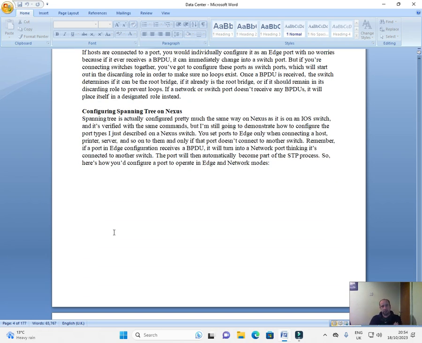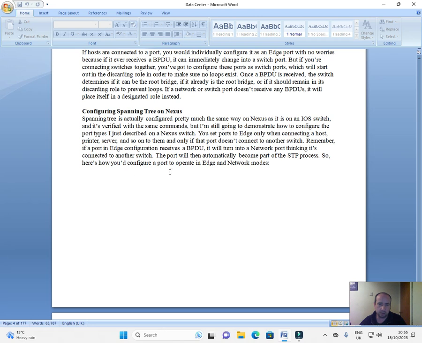Configuring spanning tree on Nexus. Spanning tree is actually configured pretty much the same way on Nexus as it is on an IOS switch, and it's verified with the same commands, but I'm still going to demonstrate how to configure the port types I just described on a Nexus switch. You set ports to edge only when connecting a host, print server, and so on to them, and only if that port doesn't connect to another switch. Remember, if a port in edge configuration receives a BPDU, it'll turn into a network port, thinking it's connected to another switch. The port will then automatically become part of the STP process.